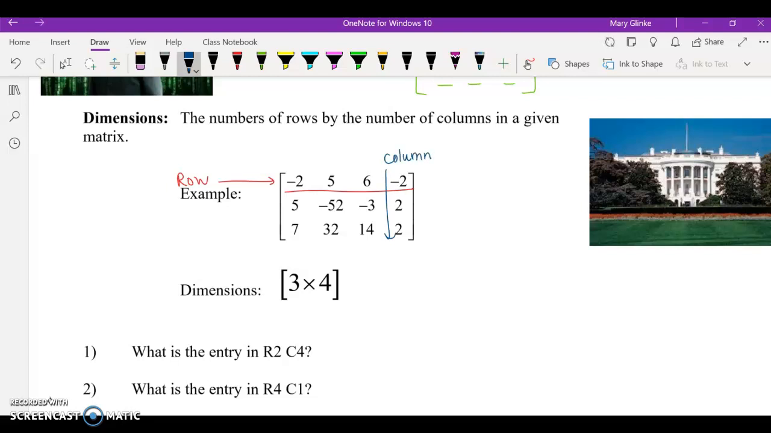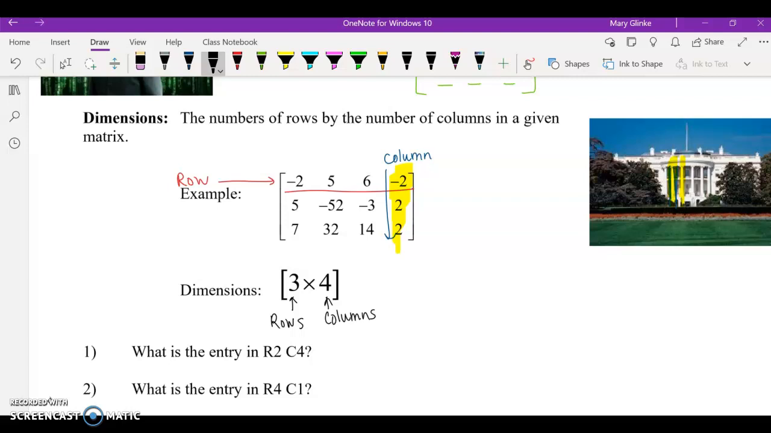Now, one thing you can think about to help you remember is the columns of the White House. The columns go up and down. So if you ever get mixed up on which one's rows and which one's columns, think about the columns out in front of a house. It's the up and down part. When you're writing the dimensions of a matrix, it tells you how many rows and how many columns, and it always goes rows first and then columns.